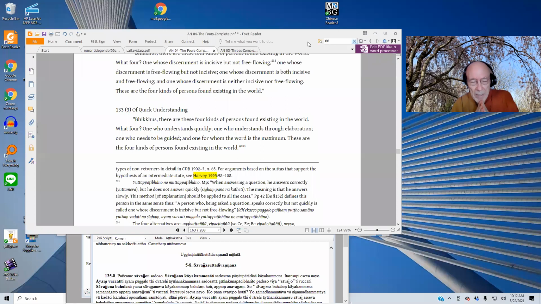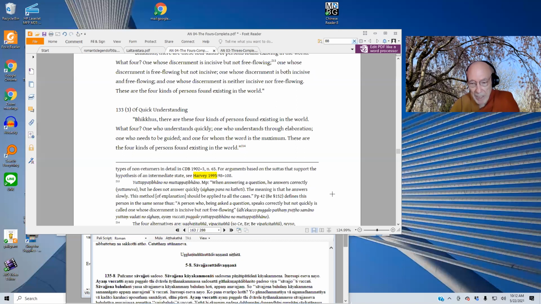Namo tassa bhagavato arahato sammasambuddhassa.